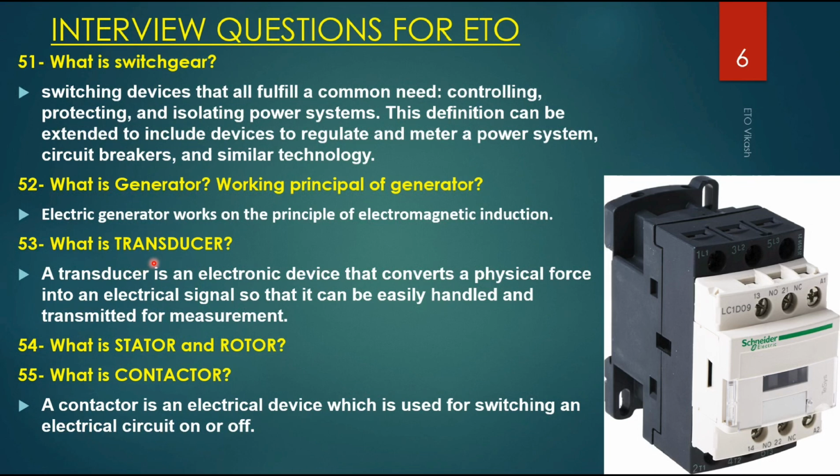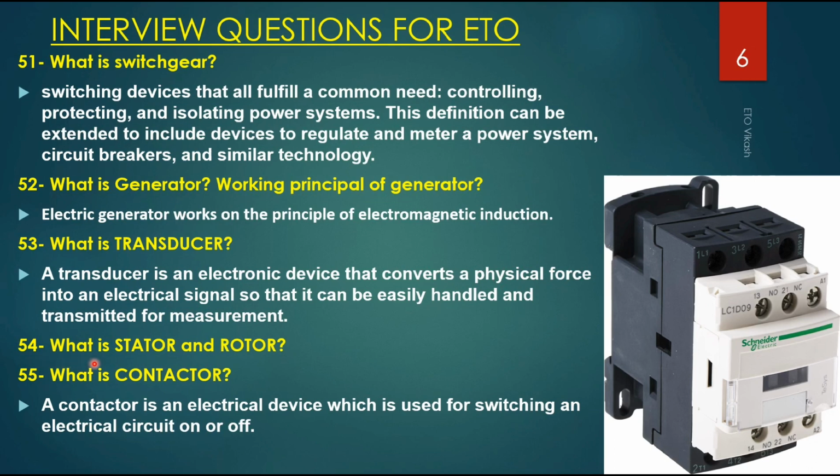And the next question is, what is a transducer? If you talk about the electrical transducer, it converts a physical quantity into an electrical signal, so it will be easy for measurement. The best example for an electrical transducer is a pressure transmitter, where pressure is a physical quantity, and it gives an electrical signal of 4 to 20 mA. It will give the signal between that, so we can measure the pressure.